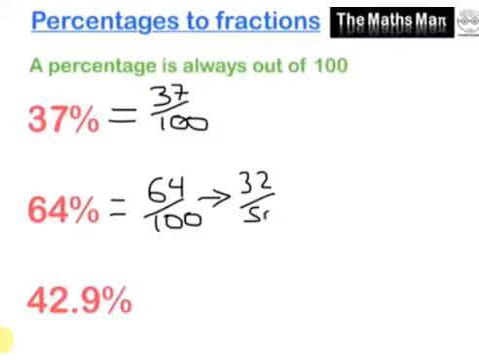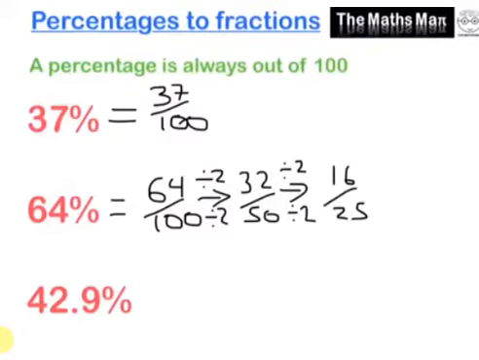So that one becomes 32 over 50 if it is reduced by dividing by 2 both the numerator and the denominator. Again, if you divide the numerator and the denominator by 2, the fraction will be reduced to 16 over 25. That can no more be simplified.